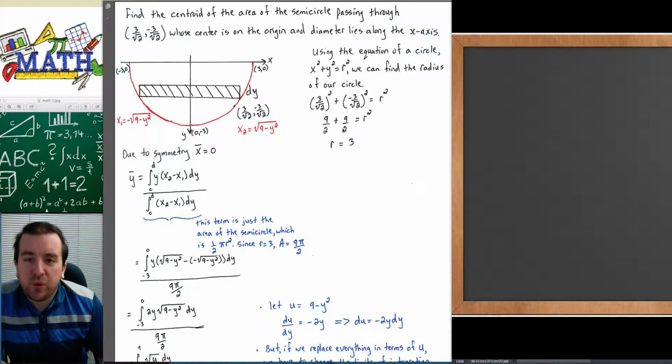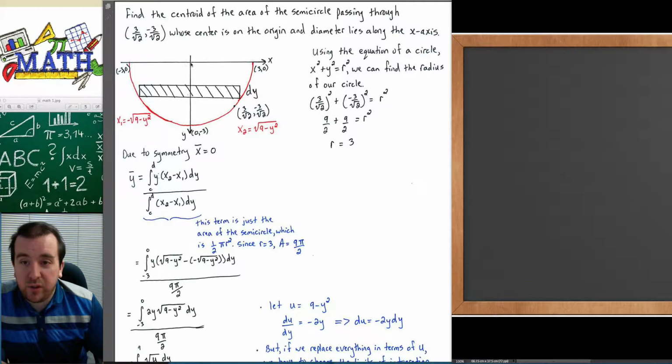Find the centroid of the area of the semicircle passing through the point 3 over root 2, comma, negative 3 over root 2, whose center is on the origin and diameter lies along the x-axis. So, as always, we want to draw a sketch of our graph here.